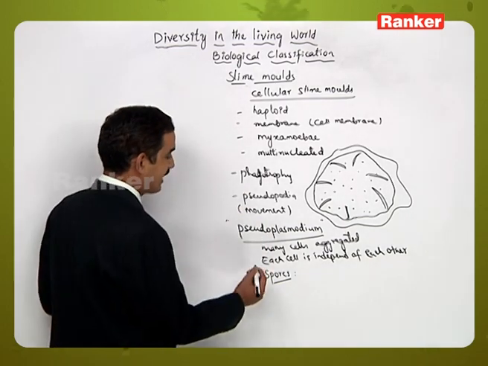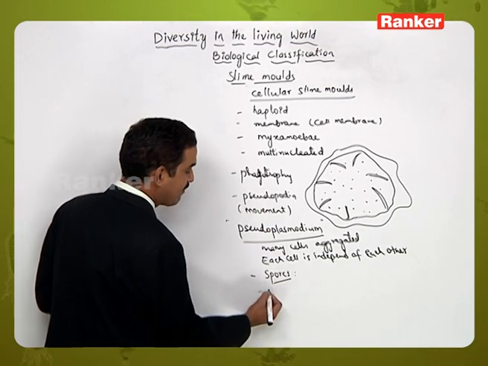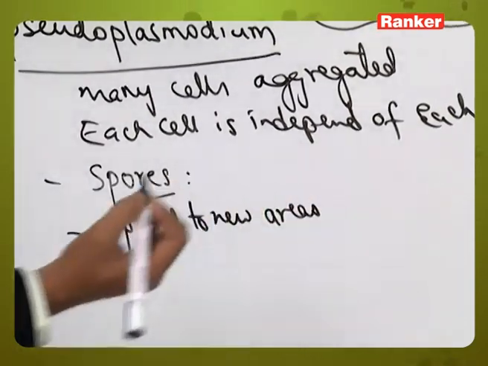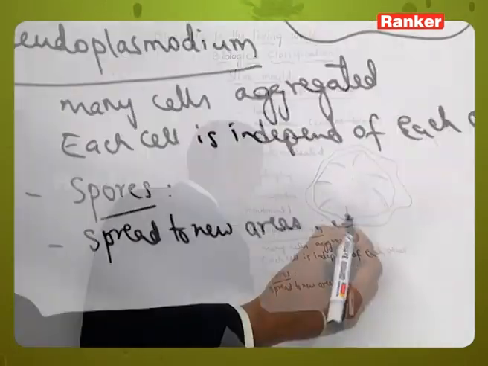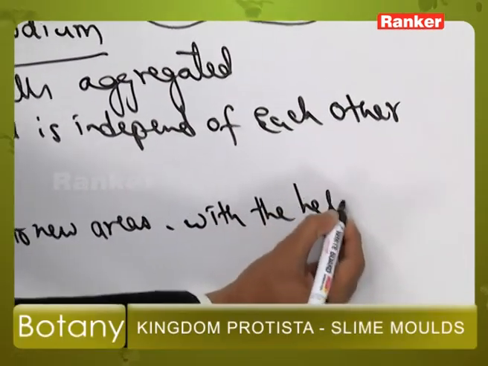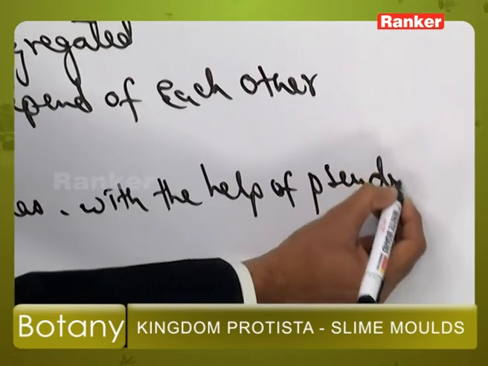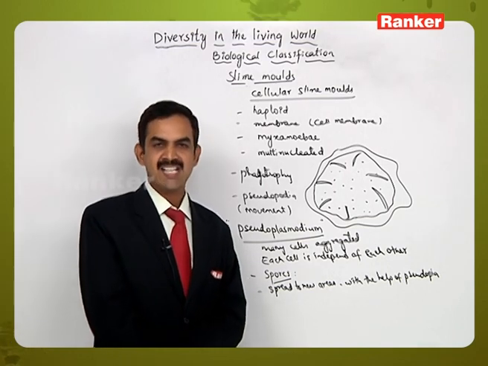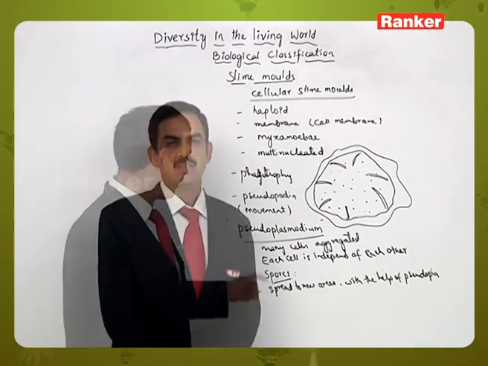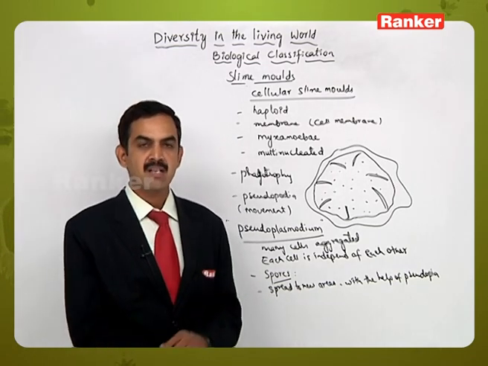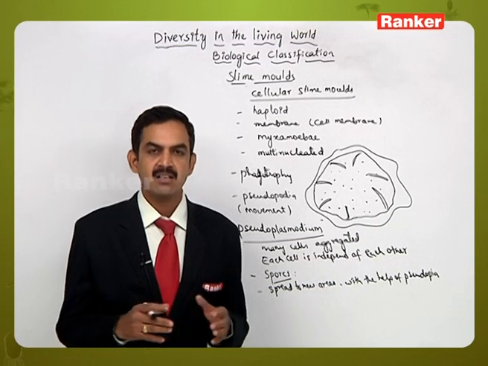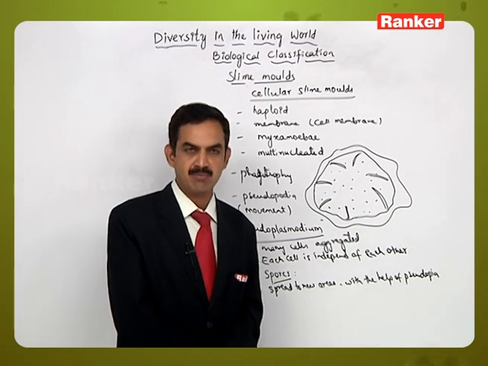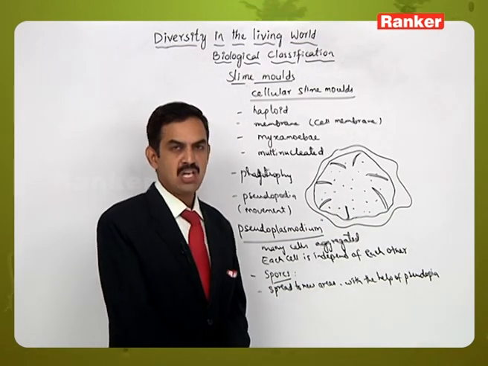And when they have this pseudopodia structure, they may spread to new areas or new localities with the help of pseudopodia, which will creep on the substratum or on logs or decaying twigs and spread to a larger area. The pseudoplasmodium structure helps in such movement, where the individual cells club together to form a large spreading area. So this type of structure which helps in movement can be seen in the cellular slime molds.